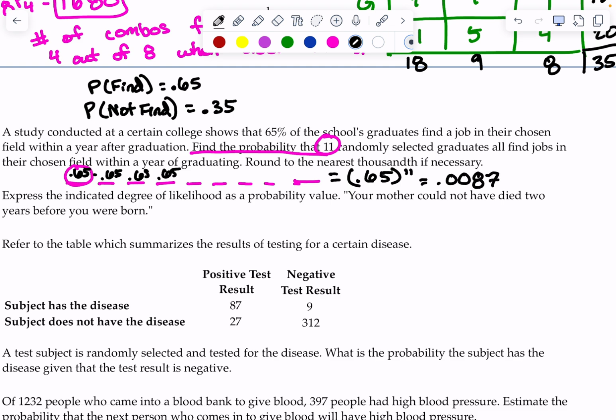As a percent, that would be 0.875%. That's less than 1%. Yep, less than a 1% chance. That seems pretty low, but I will say that's probably not very accurate for 65%. You don't think so?